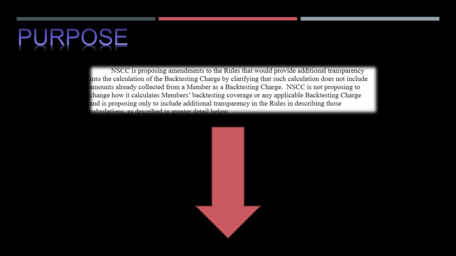NSCC is proposing amendments to the rules that would provide additional transparency into the calculation of the backtesting charge by clarifying that such calculation does not include amounts already collected from a member as a backtesting charge. Well, that should be self-evident, right? But nope, in legalese you have to have it in writing, so I guess they're sealing loopholes. NSCC is not proposing to change how it calculates members' backtesting coverage or any applicable backtesting charge, and is proposing only to include additional transparency in the rules in describing those calculations as described in greater detail below.